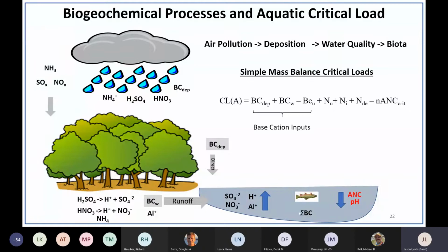And that can be done through measuring the water quality and understanding what sulfate, nitrate, and base cation concentrations are. The second component is nitrogen.